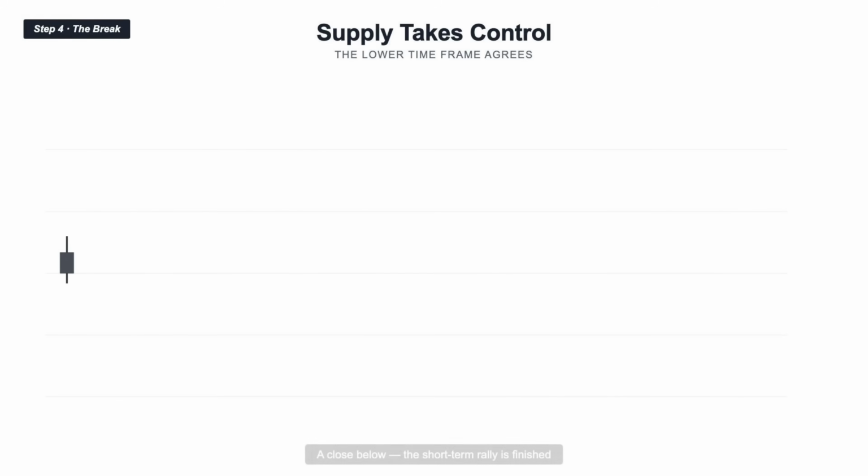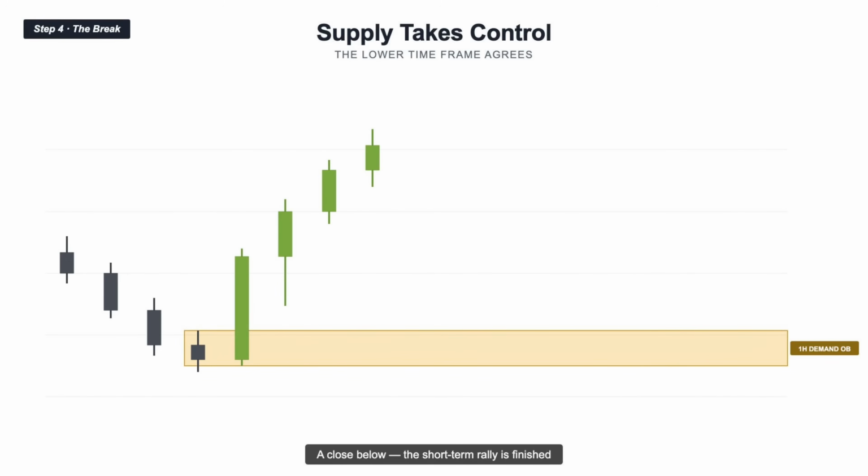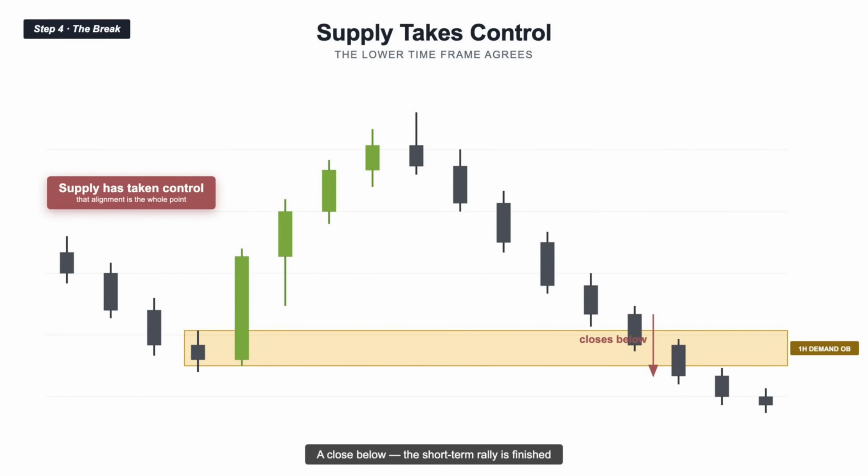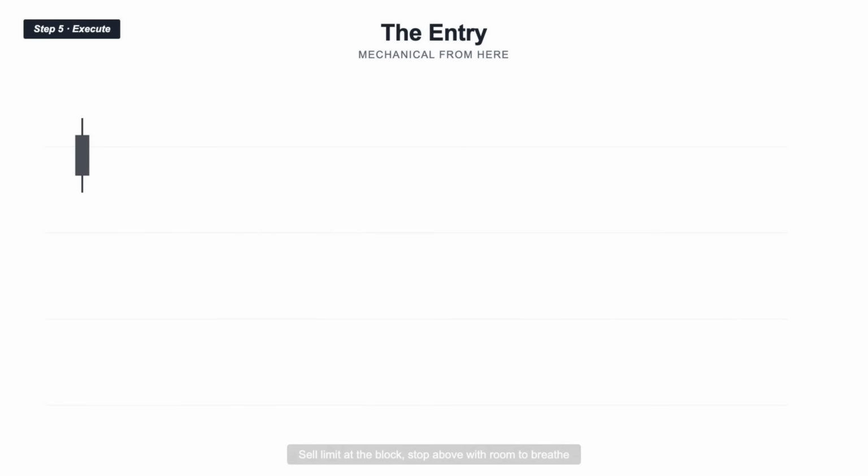Watch what happens. Price breaks below the 1 hour order block and closes there. Supply has taken control, and now the lower time frame agrees with the higher time frame. That alignment is the whole point of top-down analysis. Our entry is mechanical from here.